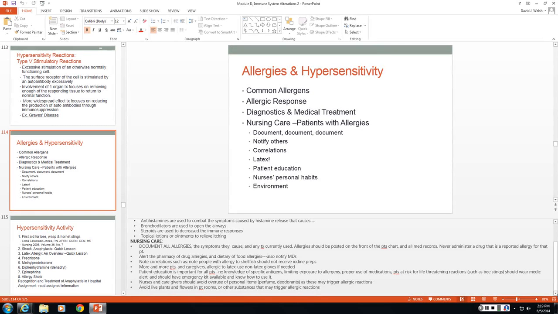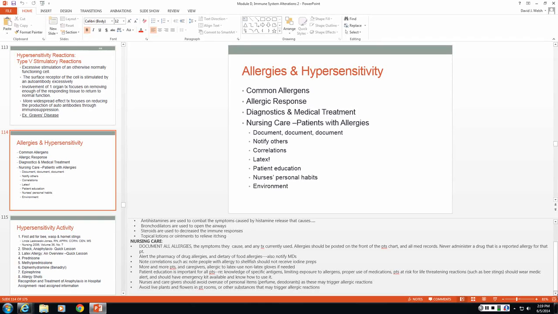Okay? If a doctor orders a medication that they have an allergy to, you need to call back and ask that doctor, this patient is allergic to this. Are you sure this is what you want to give them? Depending on what the doctor knows about that, they could change it, or they could say, no, they just don't like the way it makes them feel, I want you to go ahead and give this medication. Now, you also always want to alert the pharmacy of any drug allergies or dietary food allergies. And like I said, you always want to notify the physician if there's a contraindication of any kind of allergy to an order that they write.